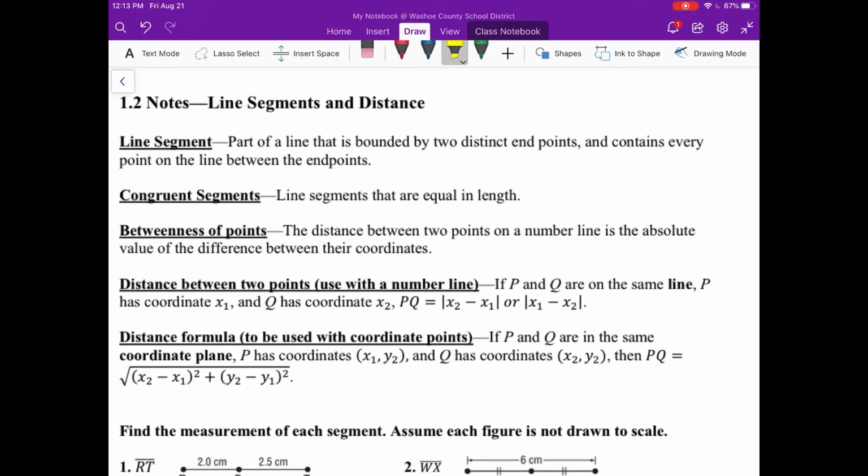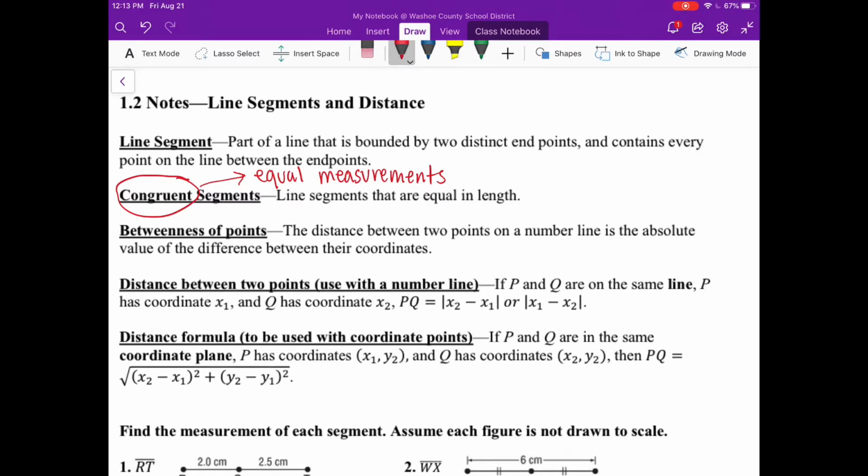Okay? We have congruent segments. The word congruent is going to come up a lot in geometry. Congruent means they have equal length, so equal measurements. If two line segments are congruent, that means they measure the same thing. So 5 centimeters, 5 centimeters.